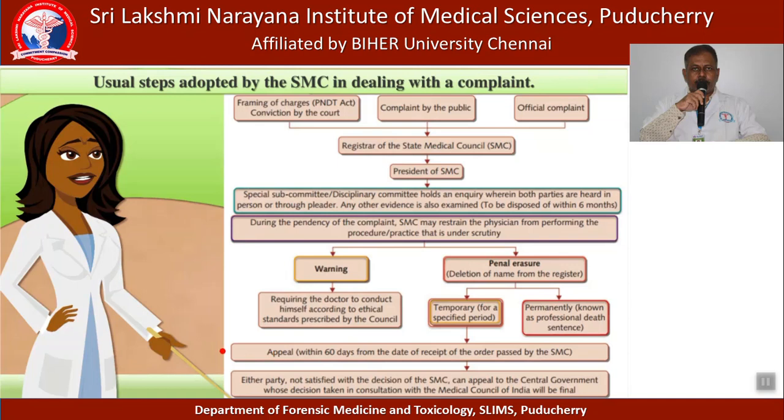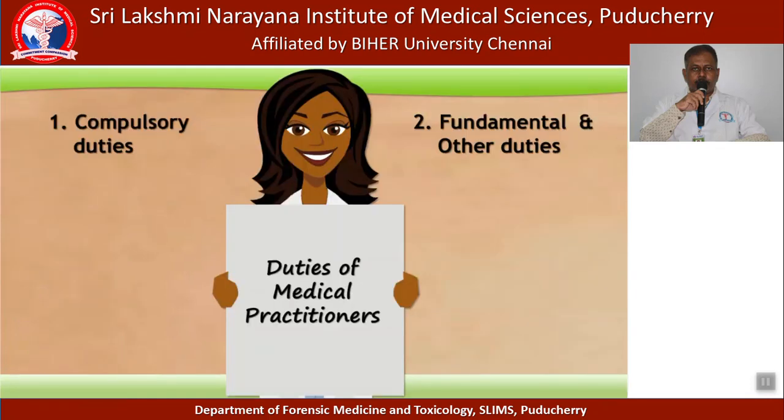What are the duties and the responsibilities? This is chapter 8. What punishment is given? That is penal erasure for professional misconduct. That slide has come, warning. We have seen this in the tutorial, just refreshing your memory. You start reading.